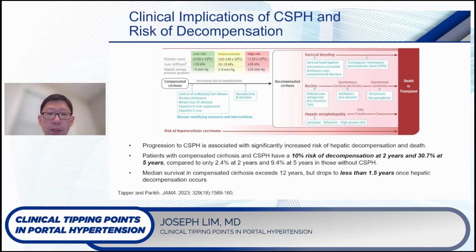Among patients with compensated cirrhosis who have CSPH, the risk of decompensation is approximately 10% at 2 years and over 30% at 5 years, with substantially lower risk among those with compensated cirrhosis without CSPH. Furthermore, the median survival is over 12 years in those with compensated cirrhosis at the beginning, but drops to less than 1.5 years at the time of index hepatic decompensation event.